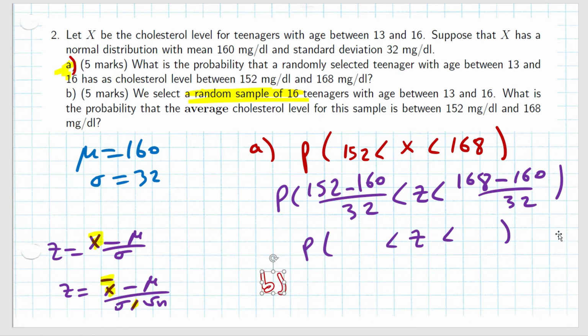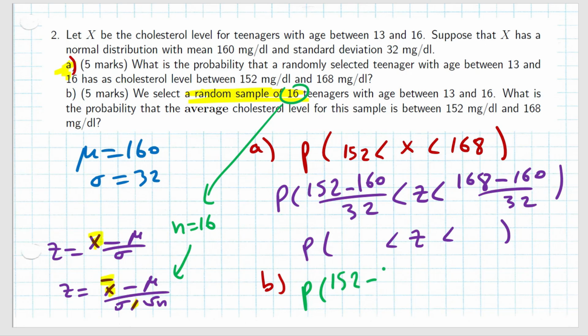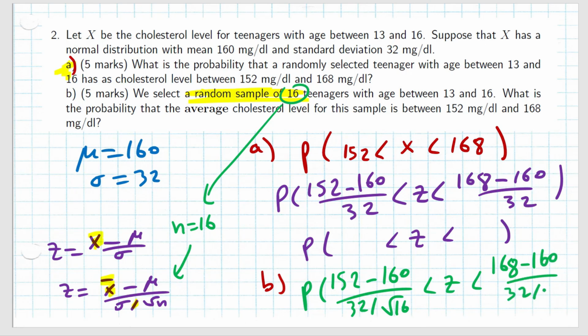And for that one on the bottom, it's the same. We just use x bar, yeah? We use x bar, and then we use n equals 16. And we use this formula. So the probability will be 152 minus 160 over 32 divided by square root of 16 less than Z, and 168 minus 160 over 32 over root of 16.